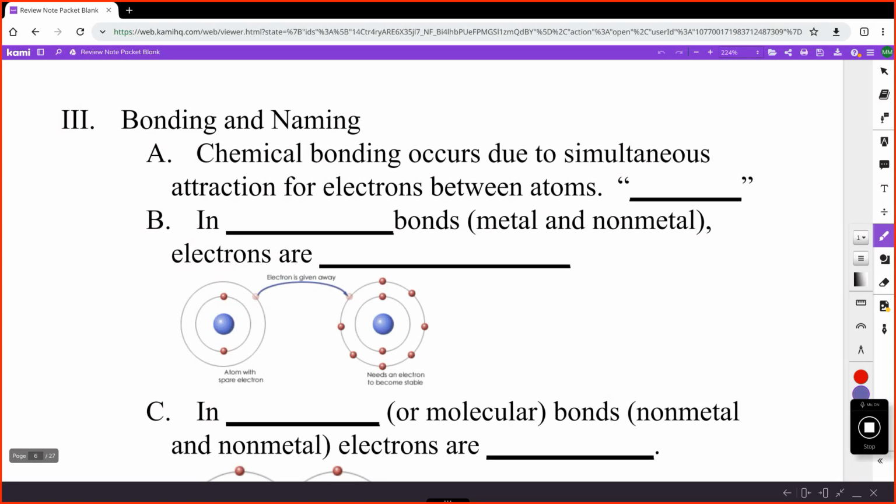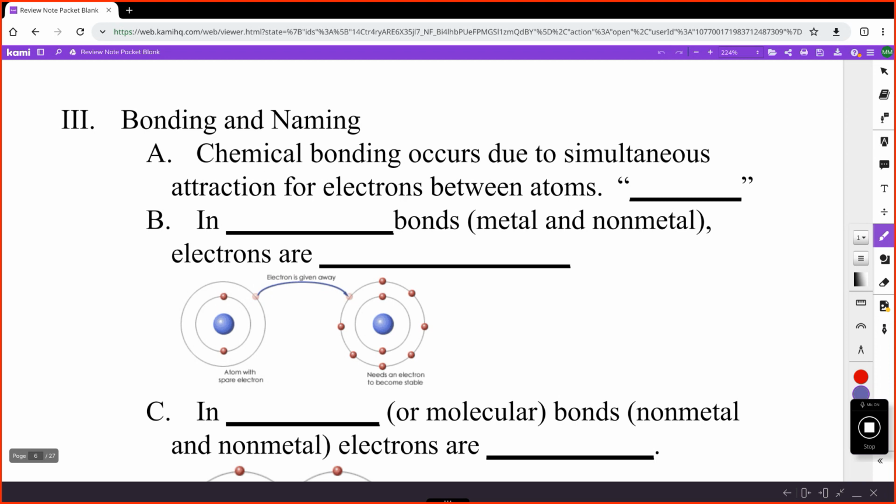Welcome back to the third video of our review for the New York State Chemistry Regents. We're going to go through bonding and naming today in this video, and we're just going to hit on the main topics. It's not going to touch on everything, but it will incorporate all of the most important stuff from this unit. So let's get into it.